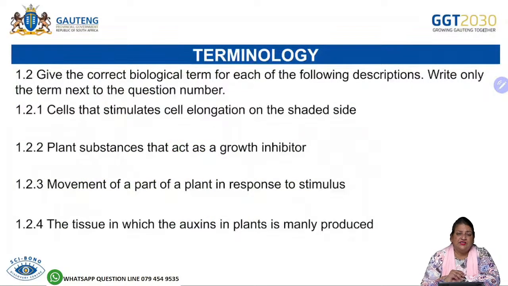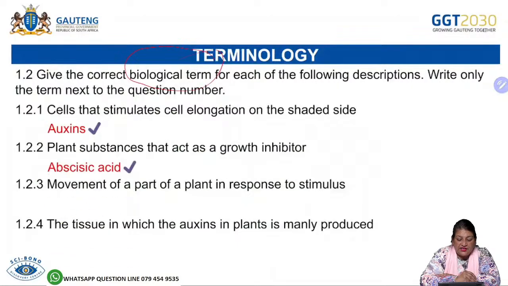And we can just look at some terminology relating to what we've just done. So give the correct biological term for each of the following. Write down only the term next to the number. Cell that stimulates cell elongation on the shaded side, right? So what will that be? Actually, it's supposed to be hormones that stimulate cell elongation on the shaded side. It's going to be auxins.